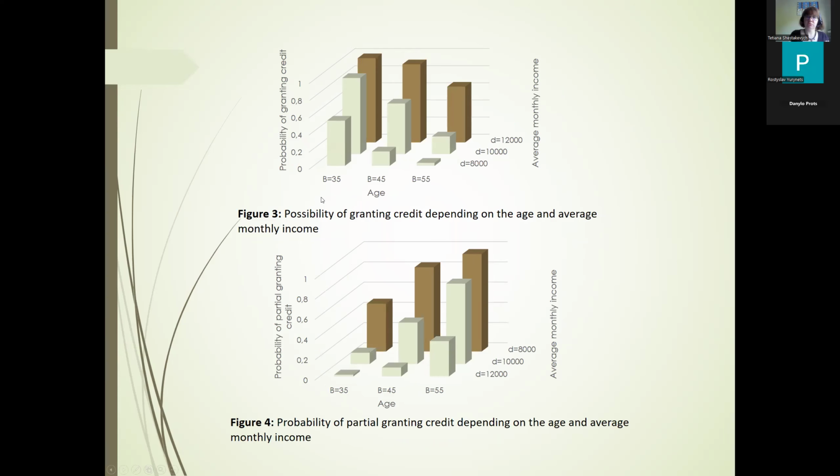Figures 3 and 4 show the dependence of the studied indicator on the change in the factor average monthly income for certain values of the factor age and a fixed value of the other factors. Figures 3 and 4 show a decrease in the probability of granting a credit and an increase in the probability of partial granting of a credit due to increasing age. This is due to the fact that lenders consider age as a risk factor, especially when the candidate's age on the date of full fulfillment of obligations under the credit agreement exceeds a certain threshold.